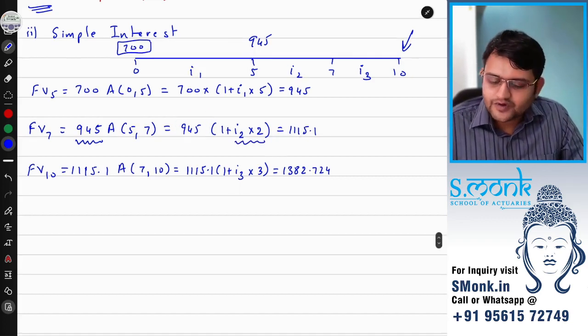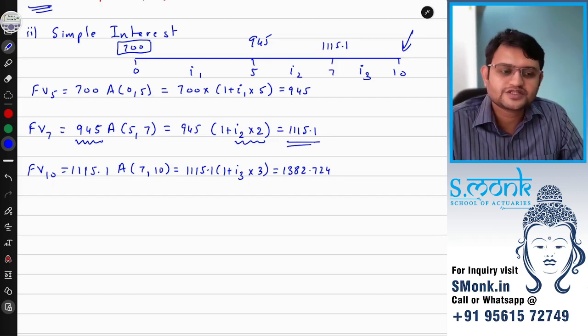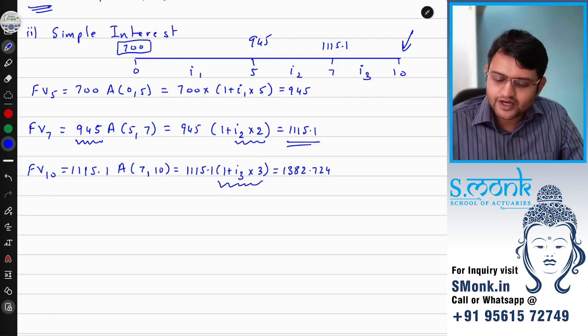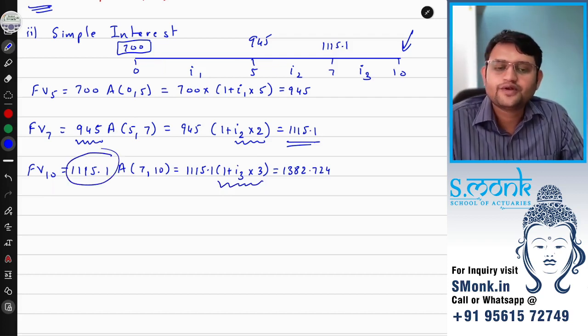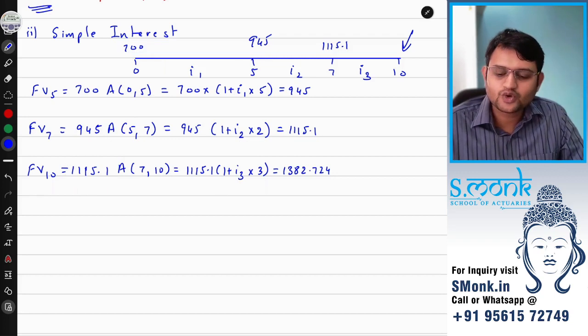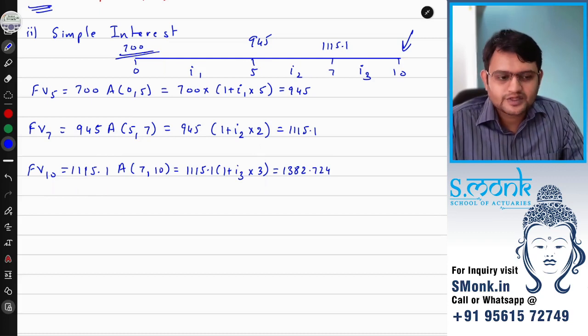Similarly, after 2 years I have 1115.1. I'm taking that out and reinvesting it in bank 3. In bank 3, I got this i3 rate of interest, and that is why you can see it is on this 1115.1, because it is like I'm reinvesting. So if rate of interest changes, it is exactly same as reinvesting. We are not going to give interest on only the initial principal.